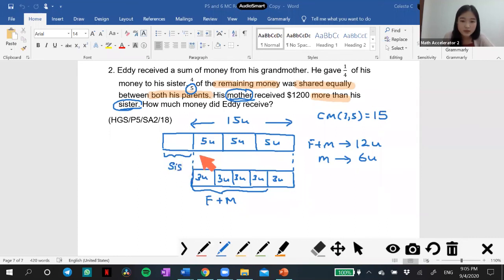How about the sister? Sister is in the first layer. She has 5 units. So the difference between the mother and the sister will be, good, 1 unit. 6 units minus 5 units, 1 unit. And they told us 1 unit is $1,200.